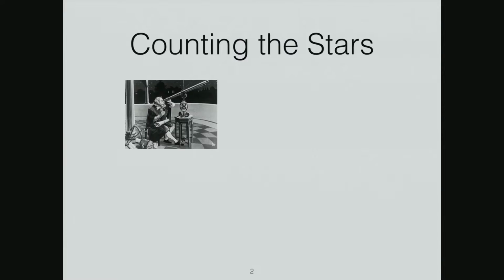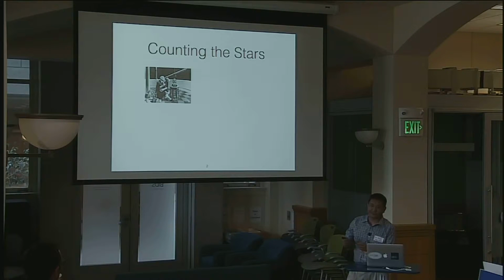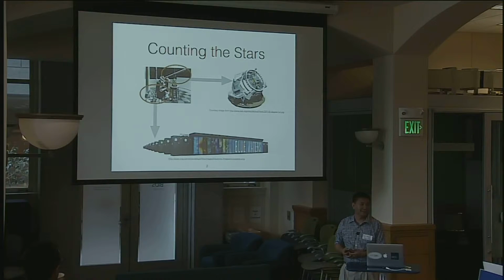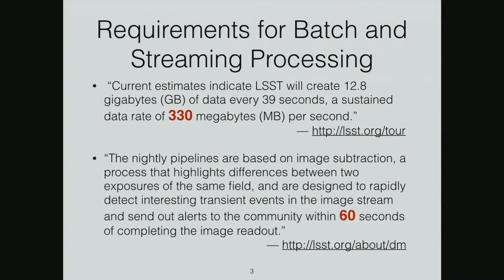Okay, cool. So, people have been counting the stars since a very long time ago. And year after year, we have been using more advanced telescopes. And we replaced the rulers and pencils with supercomputers to record observations. If you look at the upcoming LSST sky survey, here are the numbers for the requirements. They have a sustained data rate of about 330 megabytes per second. And there is a within-60-second latency processing requirement for real-time community alerts or transient event alerts, right?